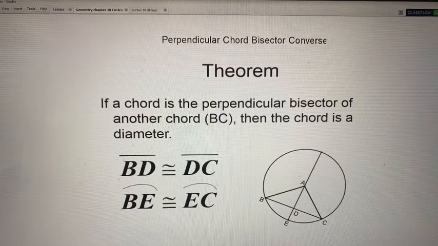The converse of this theorem is: if a chord is the perpendicular bisector of another chord, then the chord is the diameter.